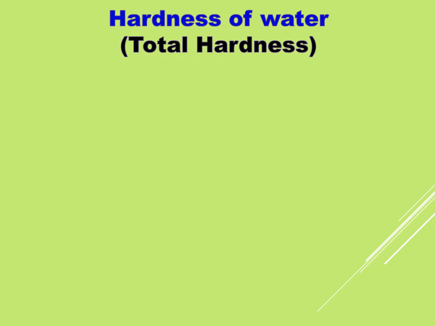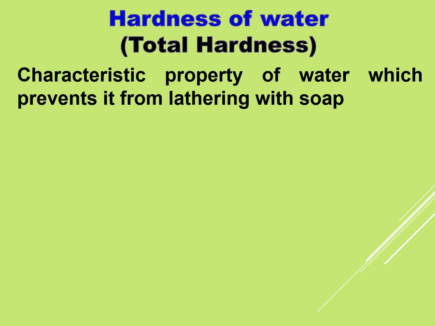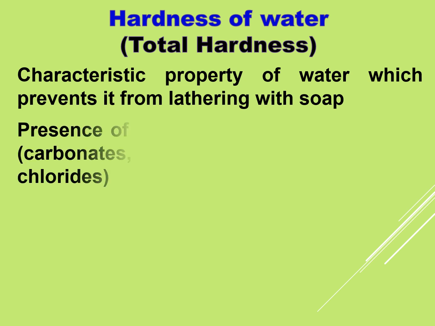So what is hardness? You might have studied in your lower classes that hardness is defined as the characteristic property of water which prevents it from lathering with soap. That is total hardness. Why I have used the word total I will explain later, because we have a classification for hardness. So hardness of water or total hardness is defined as the characteristic property which prevents it from lathering with soap.